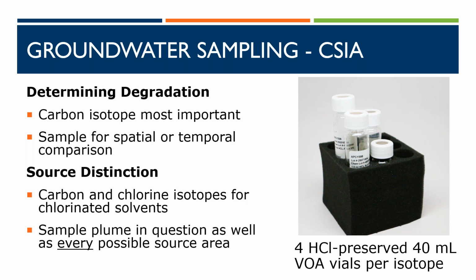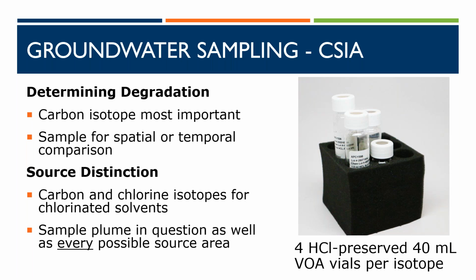Compound-specific isotope analysis can be a useful tool to demonstrate degradation or to aid in distinguishing between multiple sources. In either case, 4 HCl-preserved 40 ml vials are needed per isotope. If you're looking to use this analysis to determine if a contaminant is degrading, we recommend to sample the source area as well as following the flow path down to the toe of the plume to provide a spatial comparison.